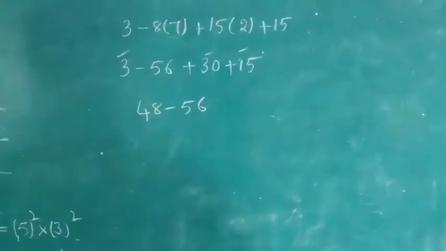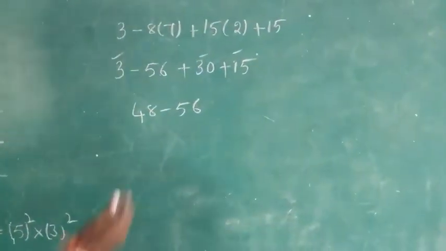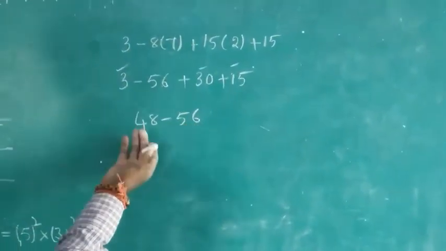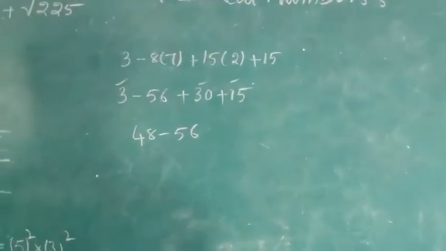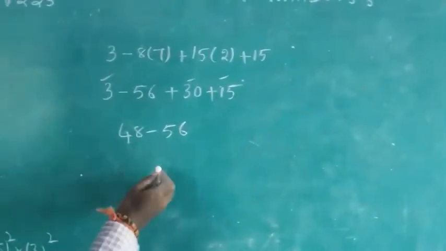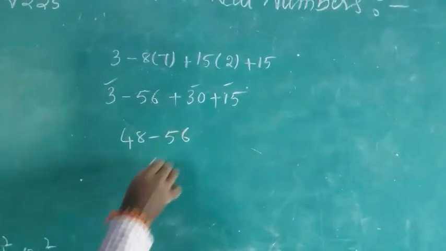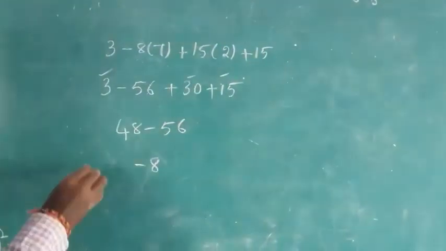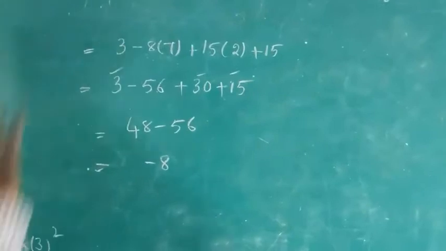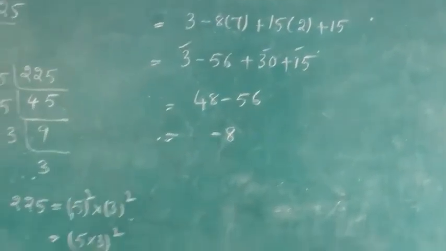So if you subtract, from the bigger you need to subtract, right? So 56 minus 48, what you will get is 8. But which is the greater? 56 is the greater. So minus 8 is the given answer. Try to focus on it once.